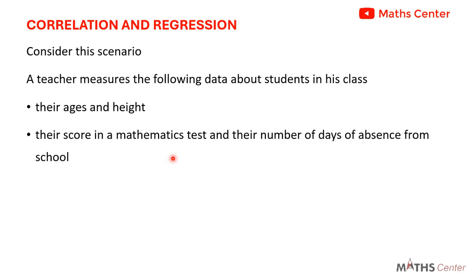In the second case, he's trying to see whether there is some kind of relationship or a connection between the score of the students in the test and the number of days they were absent from school. If we consider the first case, which is the ages and height, you realize that generally, as people age, their height also increases. So you realize that as the ages increase, the height increases.